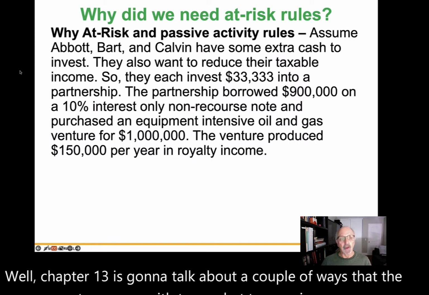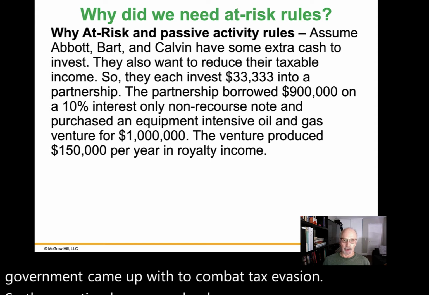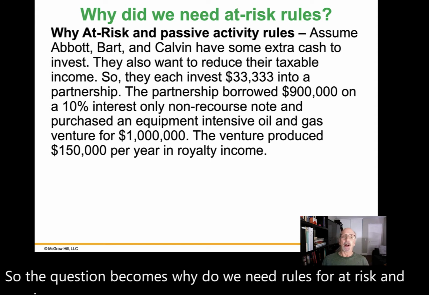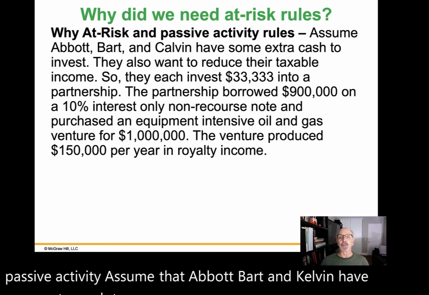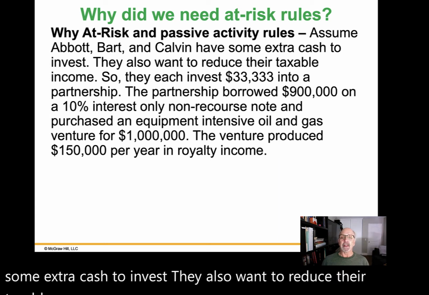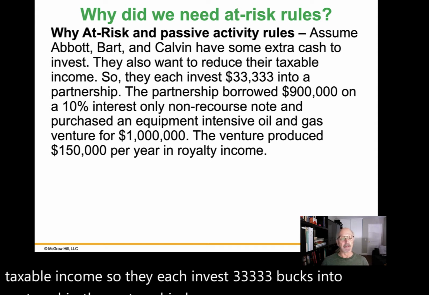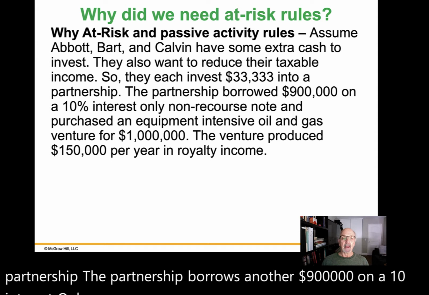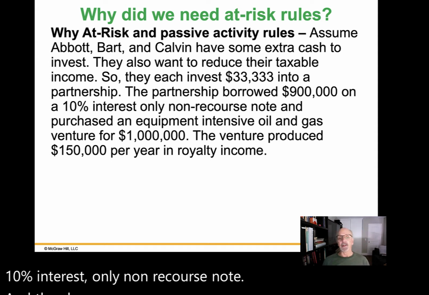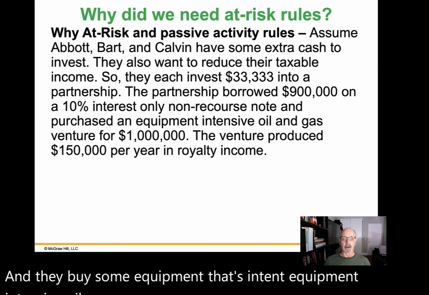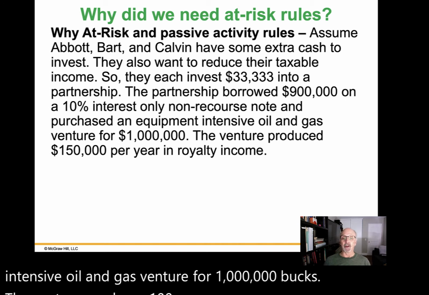So the question becomes, why do we need rules for at-risk and passive activity? Well, assume that Abbott, Bart, and Calvin have some extra cash to invest. They also want to reduce their taxable income. So they each invest $33,333 into a partnership. The partnership borrows another $900,000 on a 10% interest-only, non-recourse note. And they buy some equipment for an equipment-intensive oil and gas venture for $1 million. The venture produces $150,000 a year in royalty income.